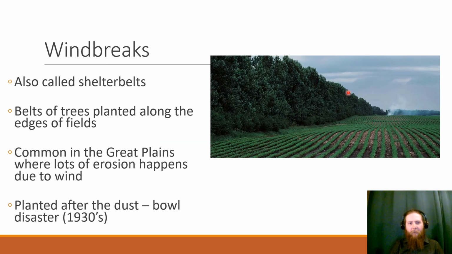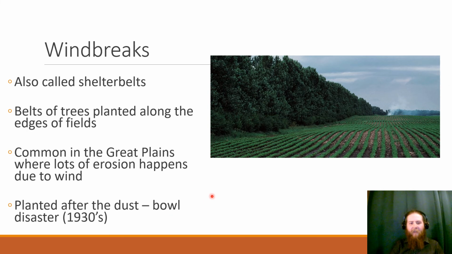Windbreaks, or shelter belts as we also call them in some regions, are belts of trees or shrubs planted along the edges of fields. They are very common in the Great Plains, where there's lots of erosion due to wind. The wind has a lot of open space where it can pick up speed and carry really big particles. By using these windbreaks, there's now less ability of that wind to get up to full speed.